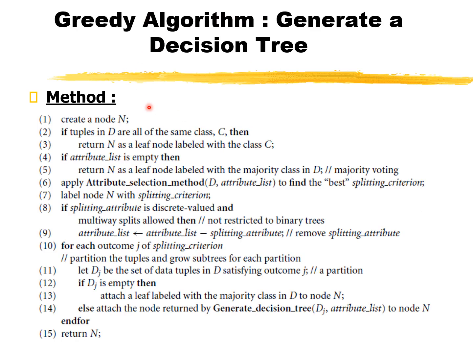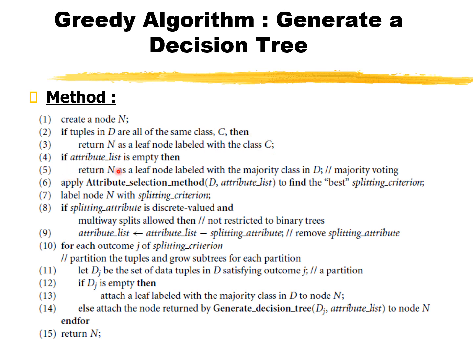So this is the greedy algorithm. First of all, we'll create a node n, which is the root node. If the tuples in D, the training data, all belong to the same class, C, then we will return n as a leaf node labeled with the class C. So if all of them belong to the same class, then we will label them all with the same class. Then there's no need to continue.